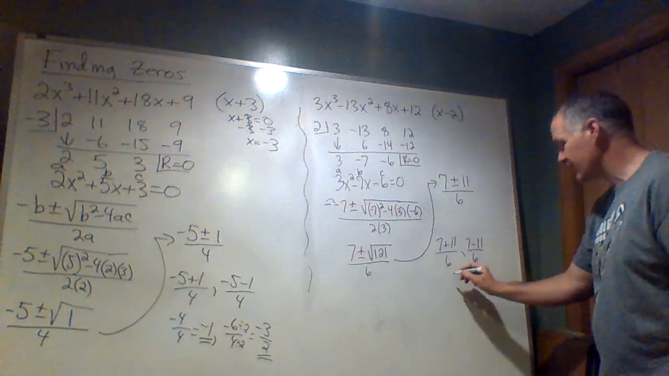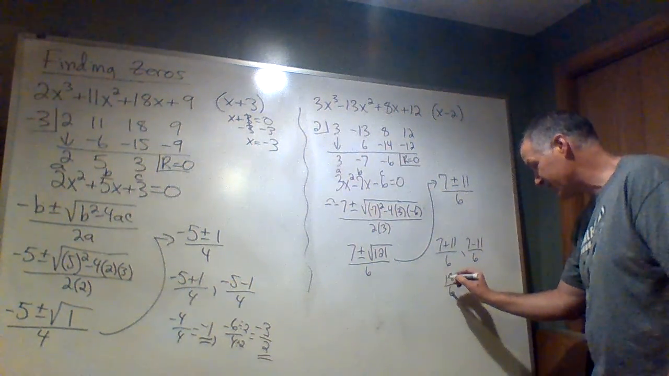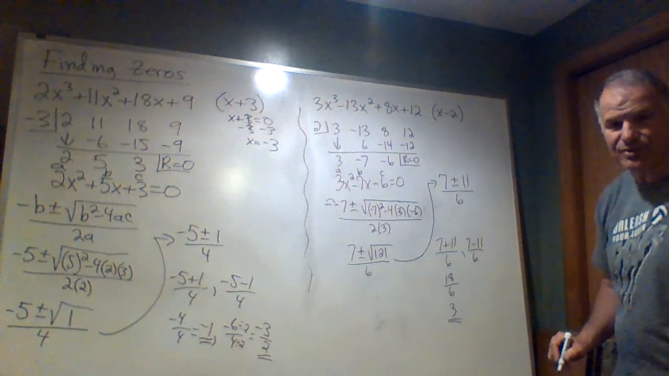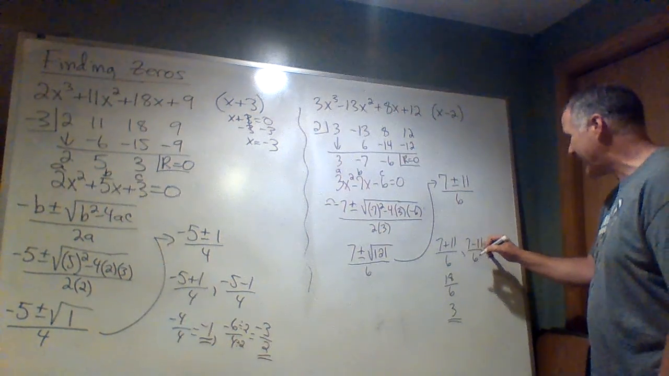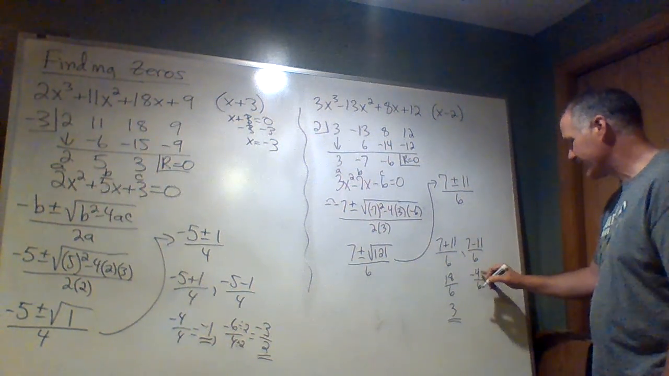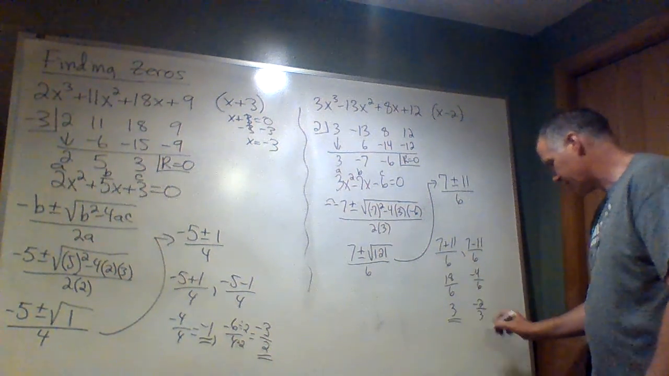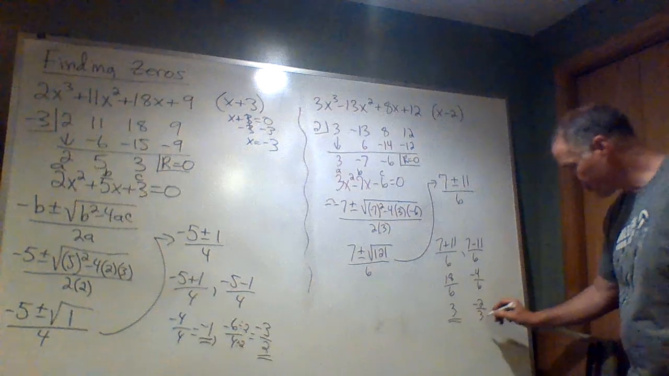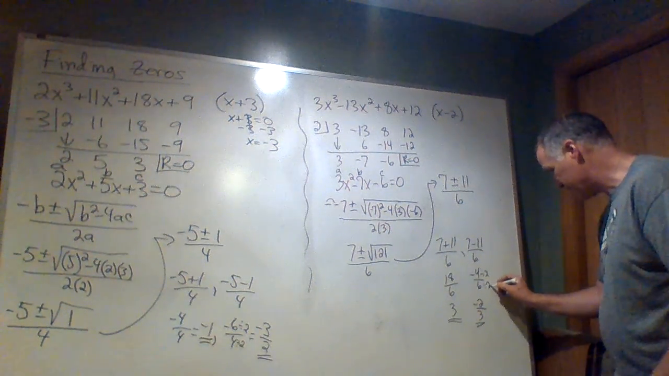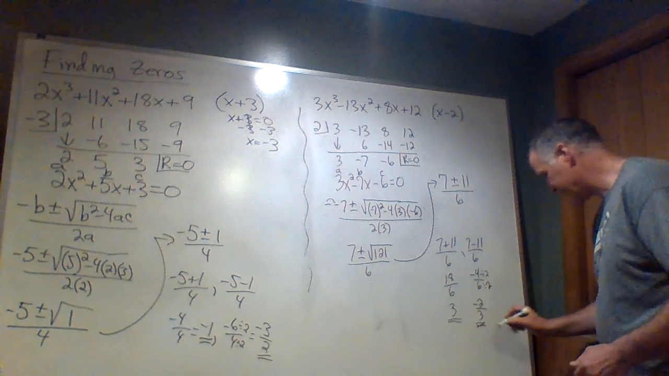Okay? 7 plus 11 is 18. 18 over 6, 18 divided by 6, right? 3. Boom. There's that answer. 7 minus 11, that's a -4 over 6. Now, -4 over 6 reduces to -2/3. Remember, we're divide by 2, divide by 2. So -2/3. Boom. There's our answer.